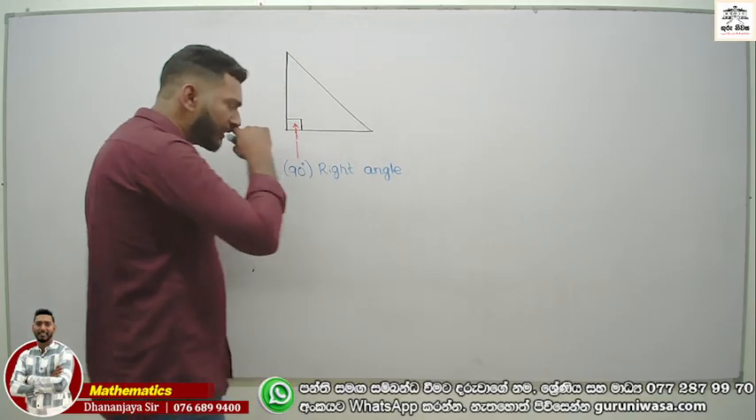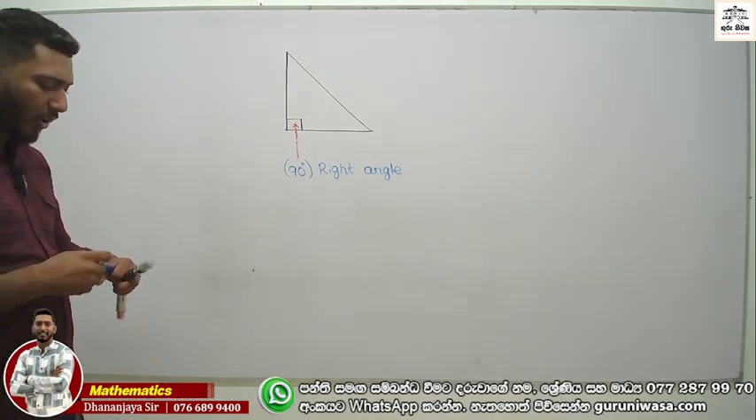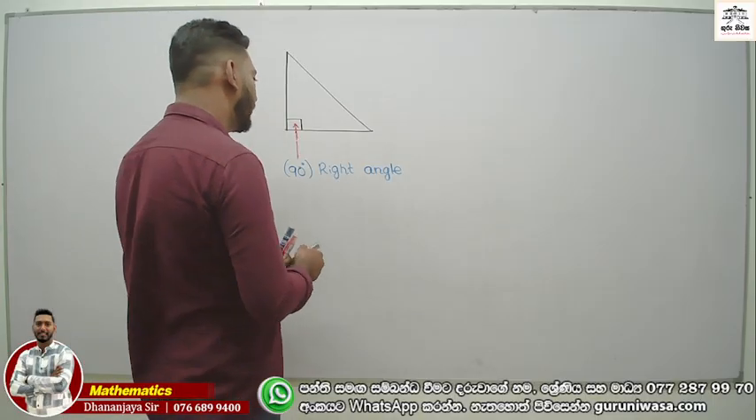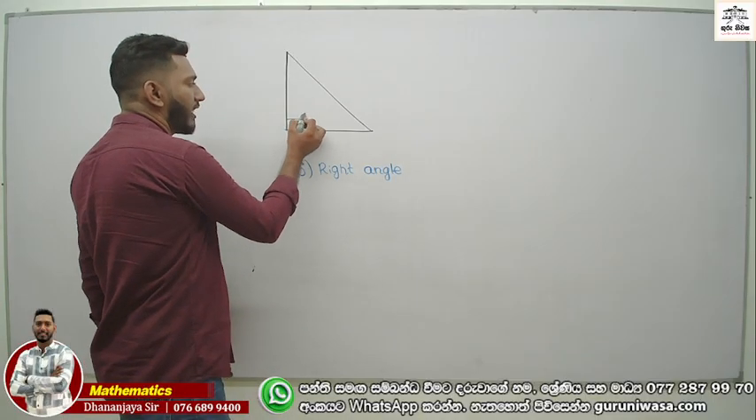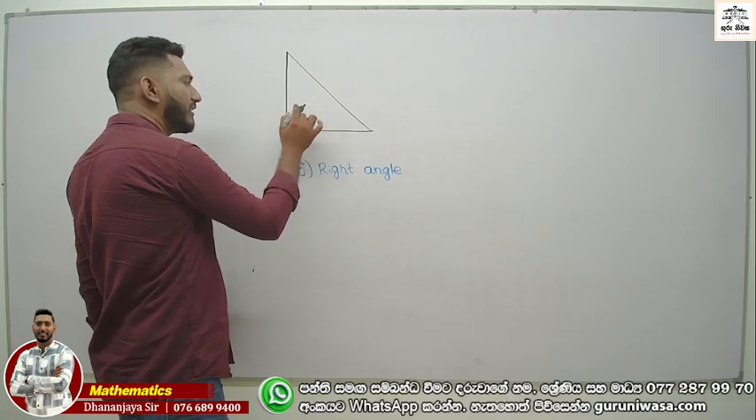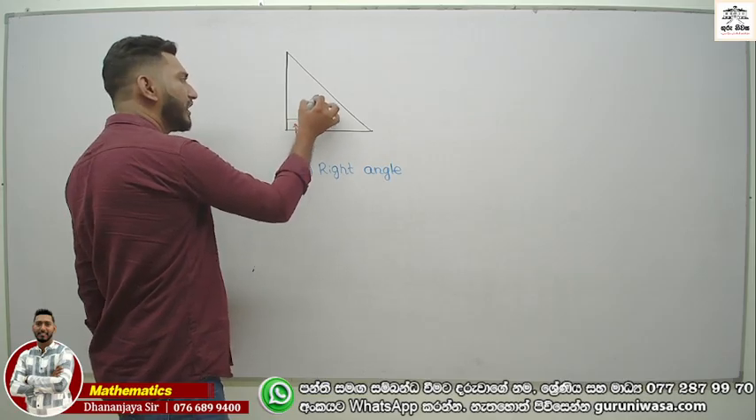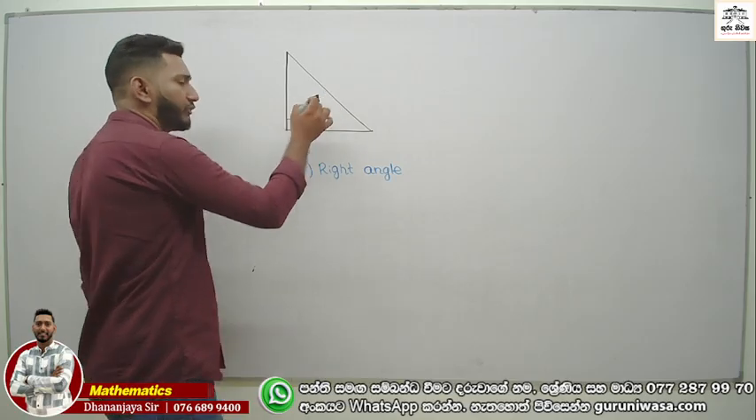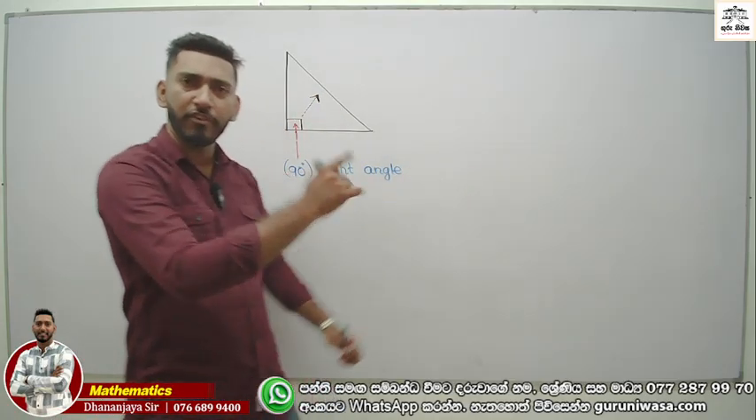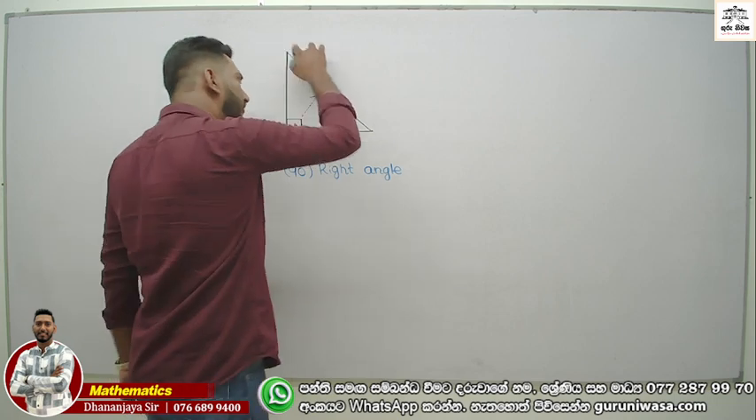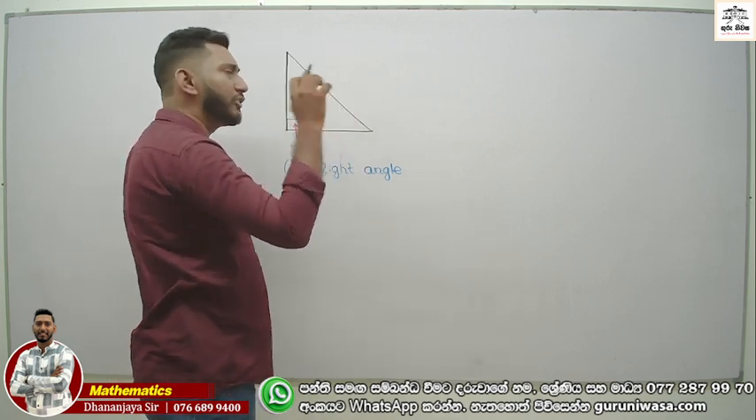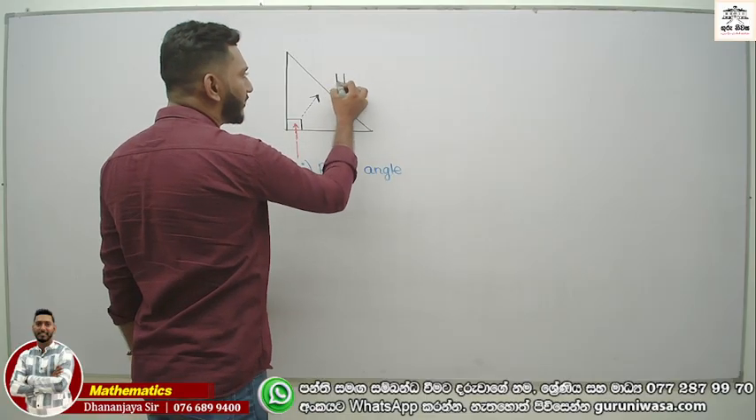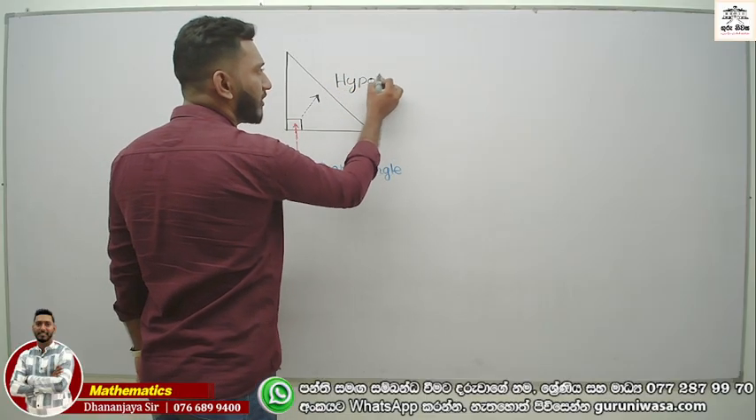And the very specific thing is here. The opposite side of the right angle, the side facing this right angle, we call the opposite. The opposite side of the right angle has a very specific name. We call it the hypotenuse.